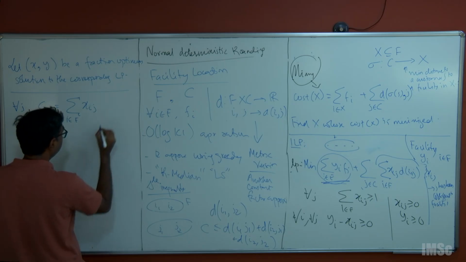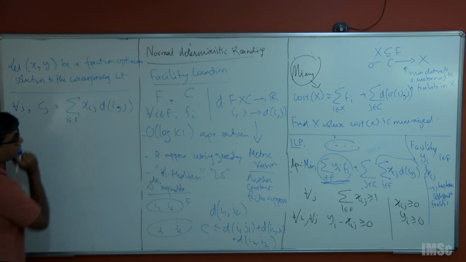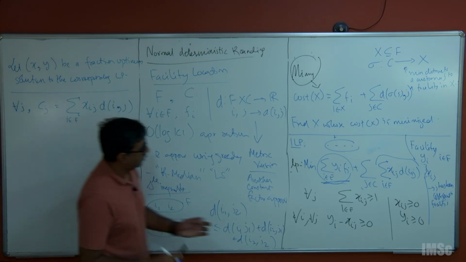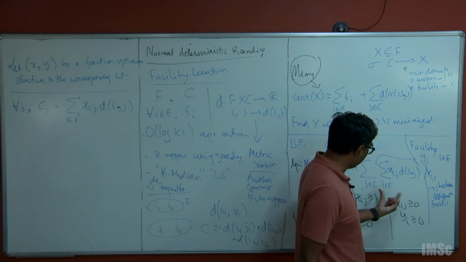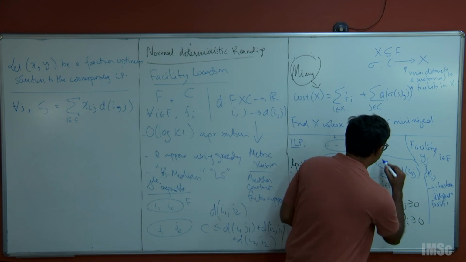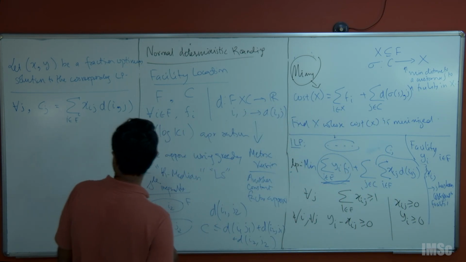X_ij, right? And distance d_ij from i to j. This is what a client j pays to this cost function, right? Because it is a sum over each client and this quantity, which I'm going to call C_j. So what is my goal?